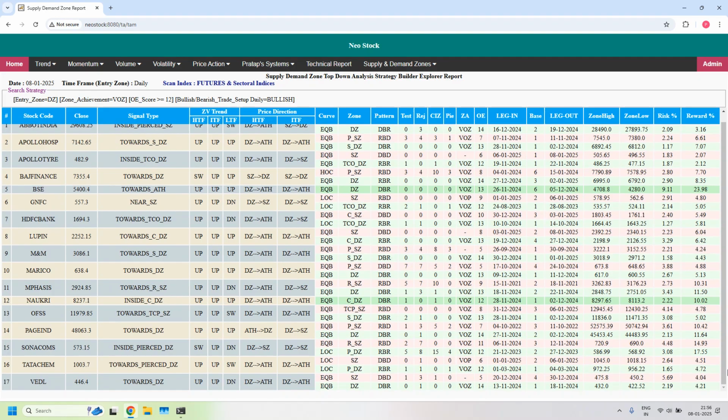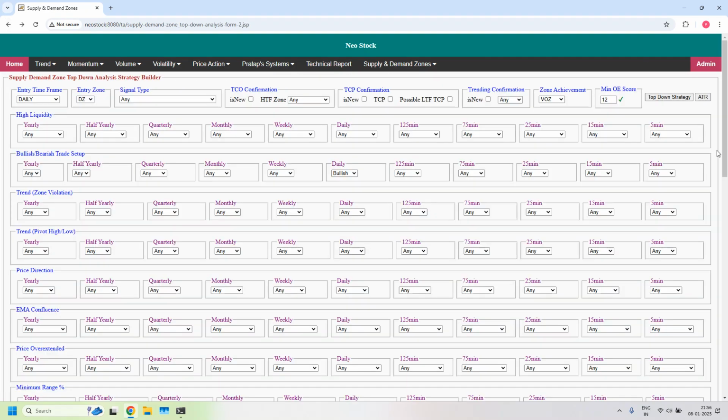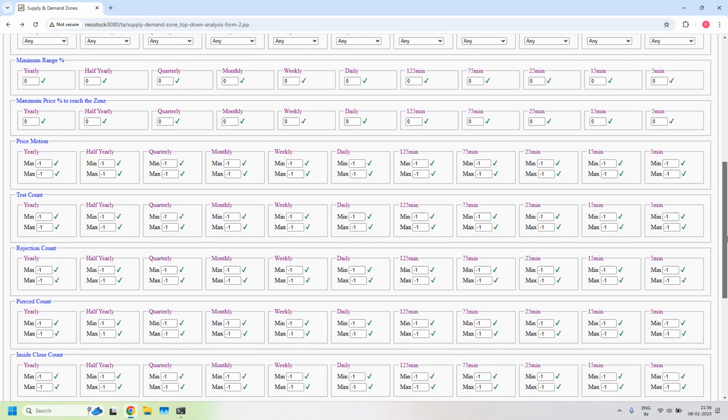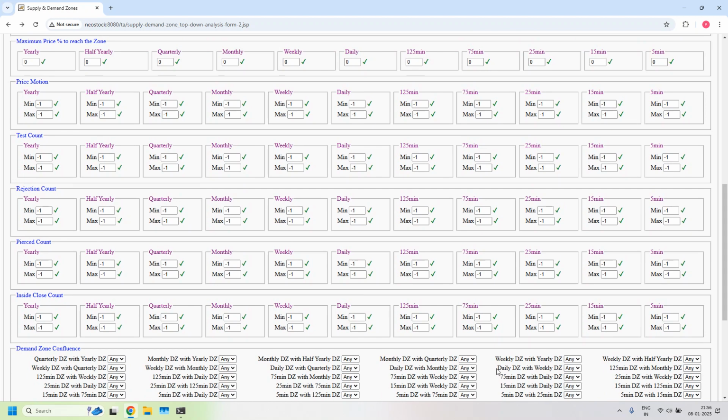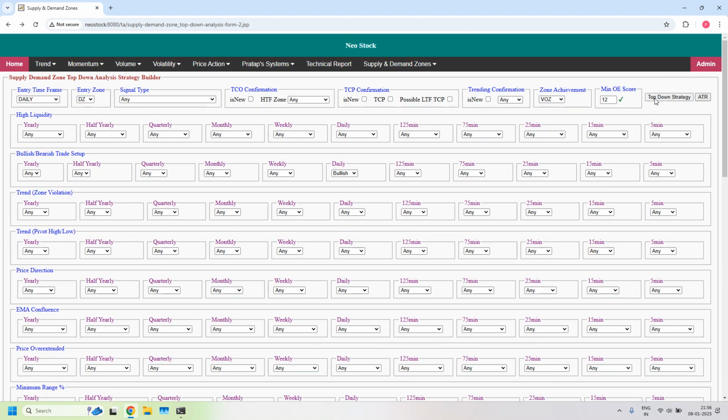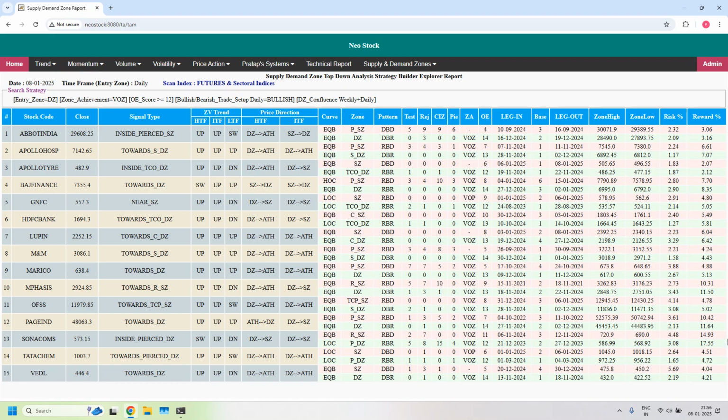Out of these 17, we can further filter based on zone confluence. First filter: LTF, ITF demand zone confluence. That is nothing but daily and weekly demand zone confluence. So with these filters, how many stocks are we getting? 15 stocks we got.